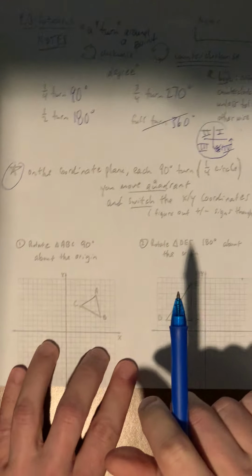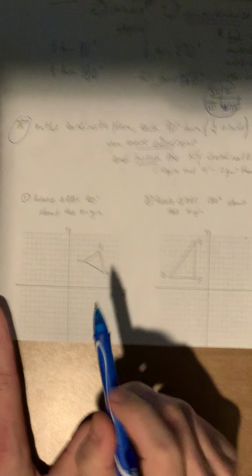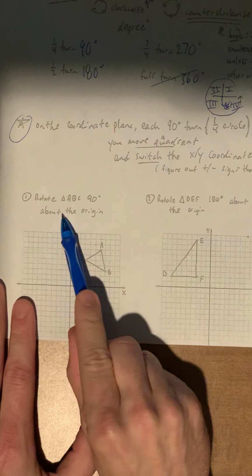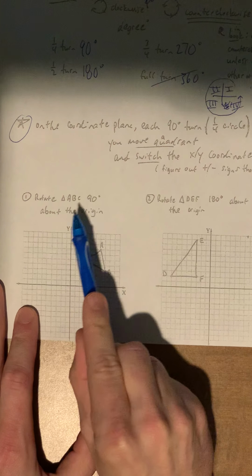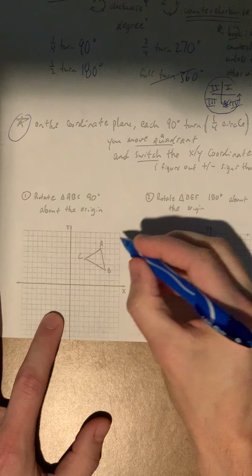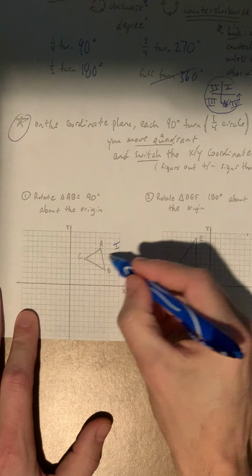Okay, so here we go. Let's try some of these. Number 1, here's our triangle ABC, our pre-image. We're going to rotate it 90 degrees about the origin. Okay, so instead of around, sometimes we'll say about. So, right now you're in quadrant 1, the triangle.